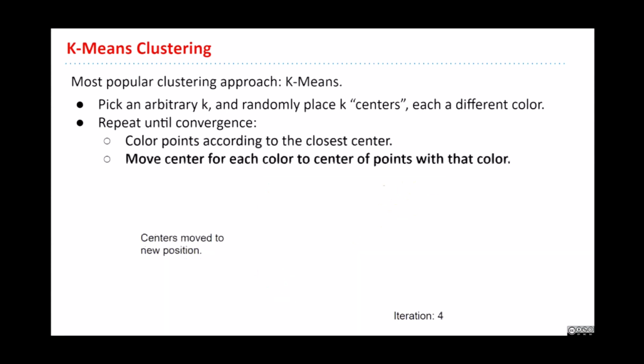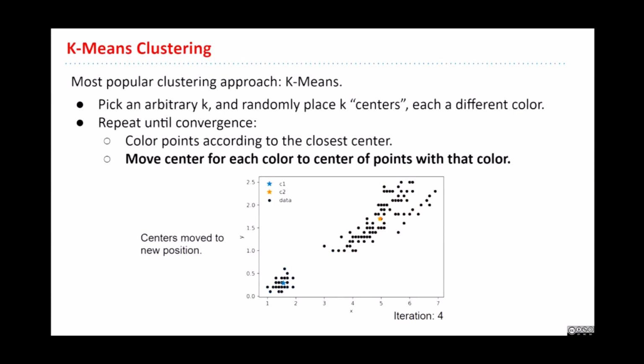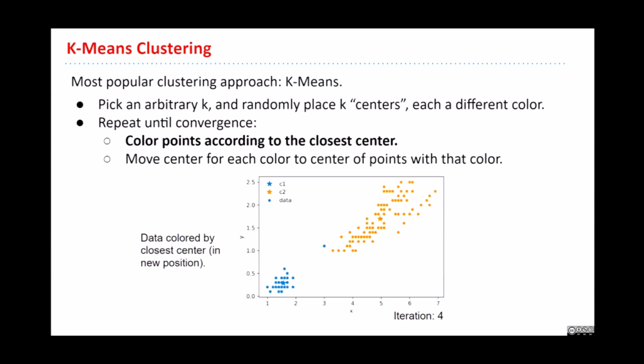All right, next we move the centers. Okay, notice the centers aren't moving as much now. So I'm just doing those so you can watch the orange and the blue. Okay, so the centers have moved to their new position. We color the points. Okay, I've got one lone holdout over here. Why is this one blue instead of orange? Because it is closer to this star than this star. So this distance is a little closer.